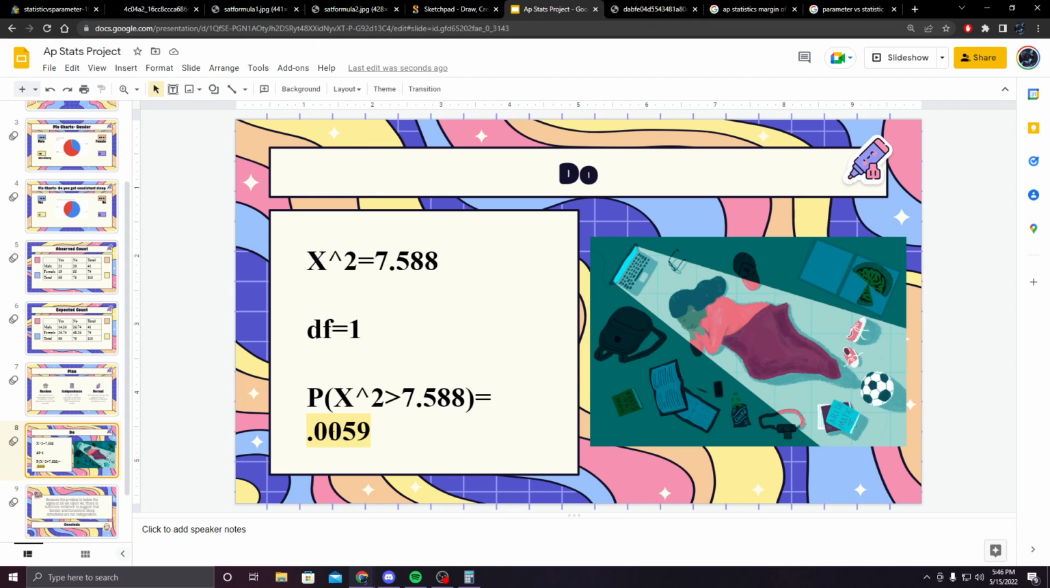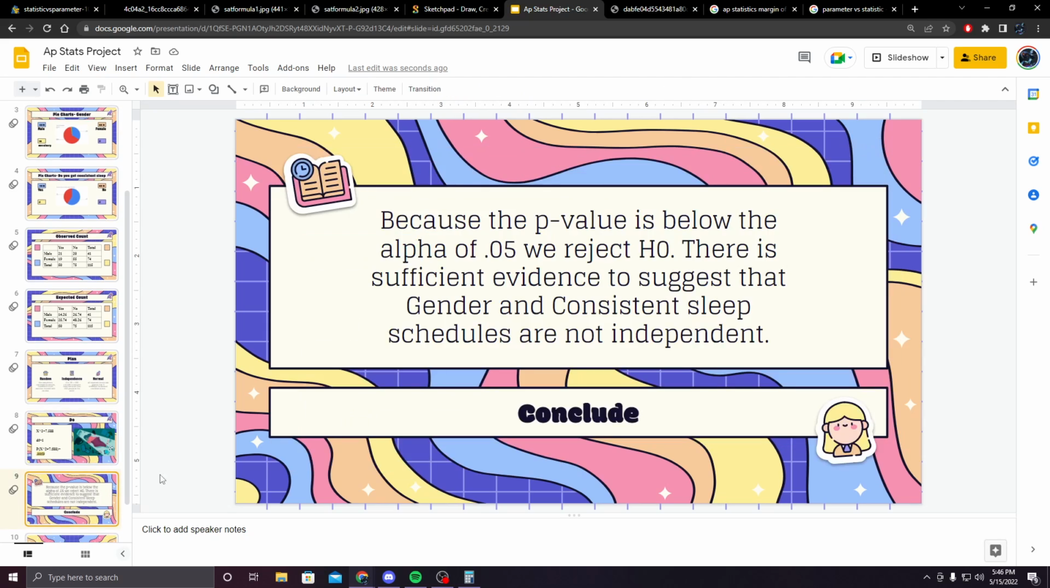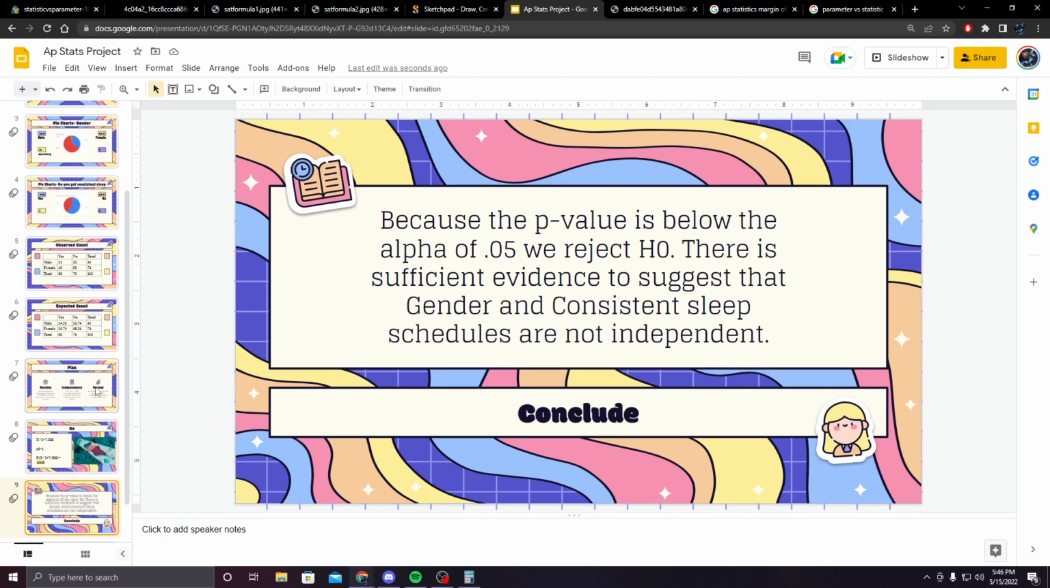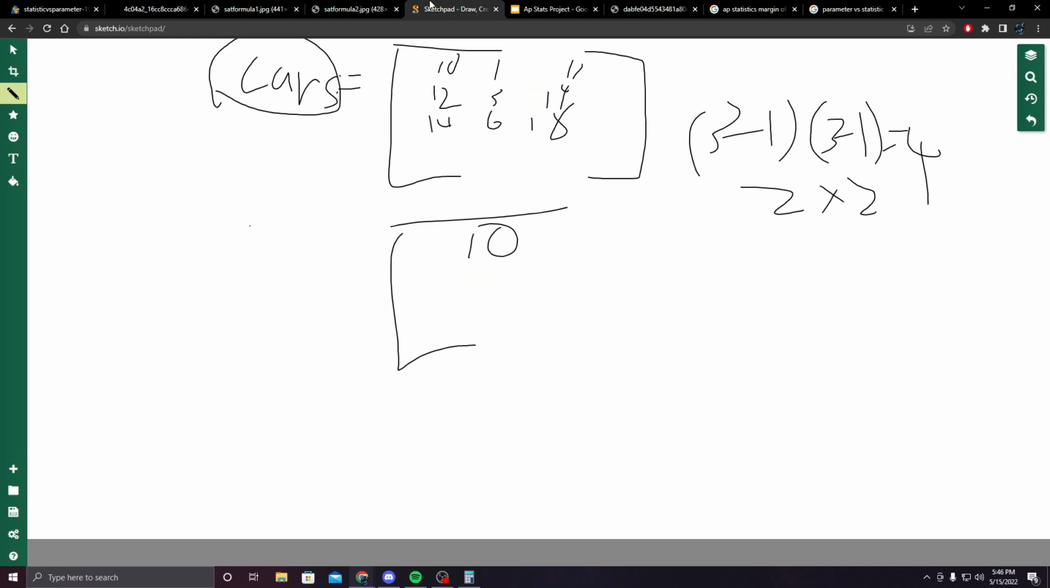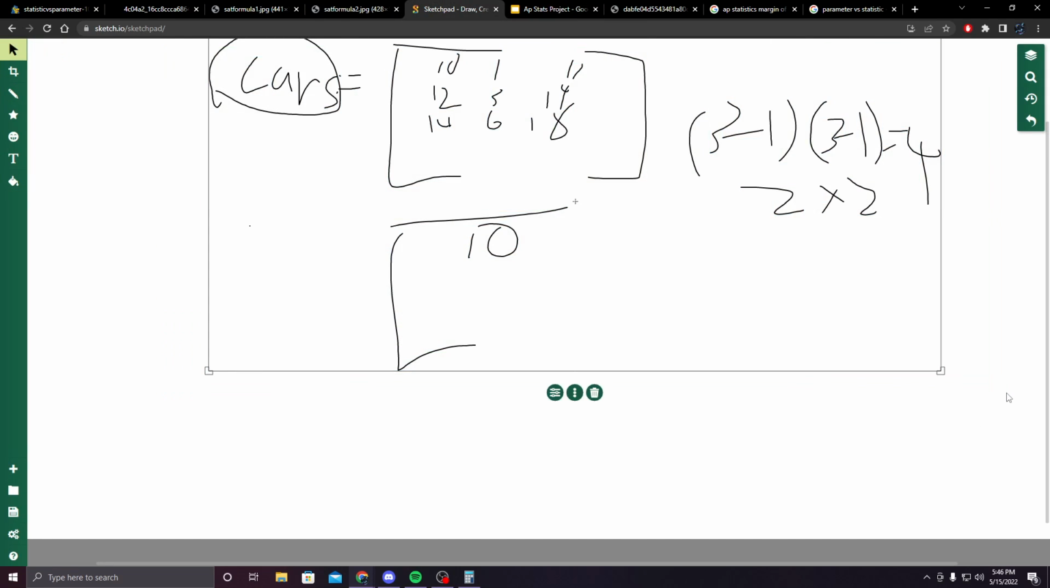Our p-value is 0.05, and we concluded because the p-value is below the alpha of 0.05, we reject H0. There's sufficient evidence to suggest that gender and consistent sleep schedules are not independent. And yeah, that should be everything that you should need to know about inferences and the 4 steps.